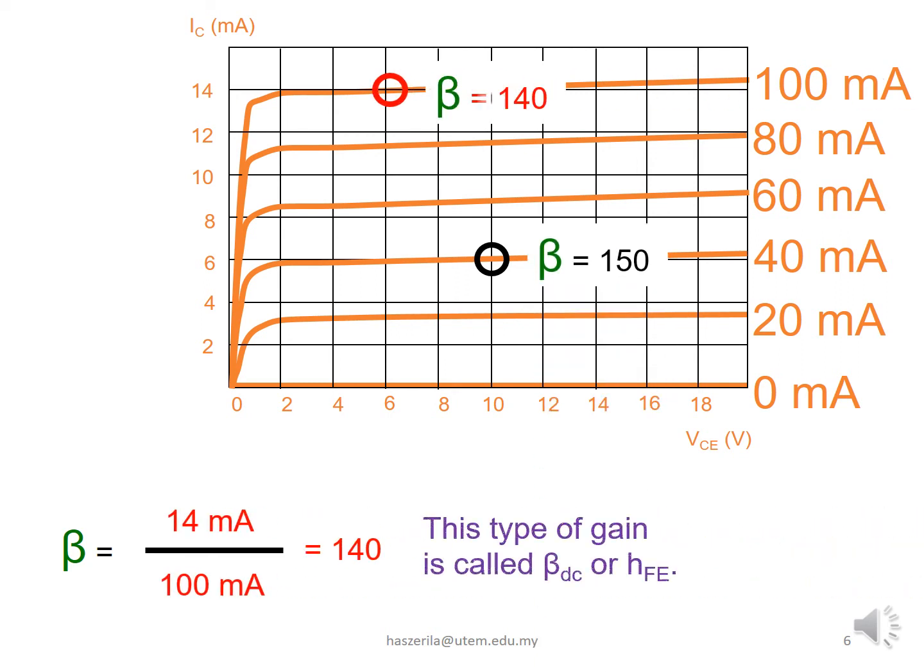Another example is for IC equal to 14 milliamperes and IB equal to 100 microamperes. We get beta of 140.